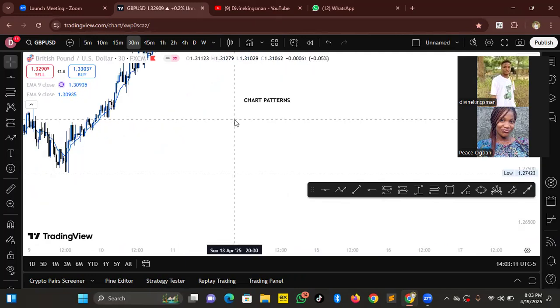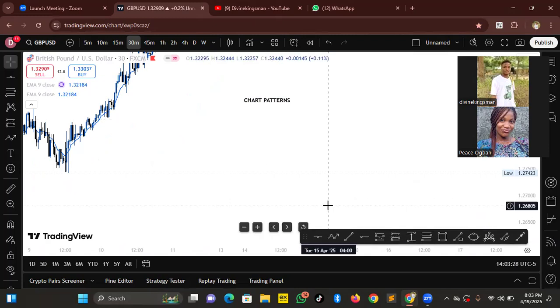So we have different kinds of chart patterns, right? It's just depending on maybe the one you see in the market or the one you know, and then you apply it based on what it is telling you to do in the market. So what are chart patterns?